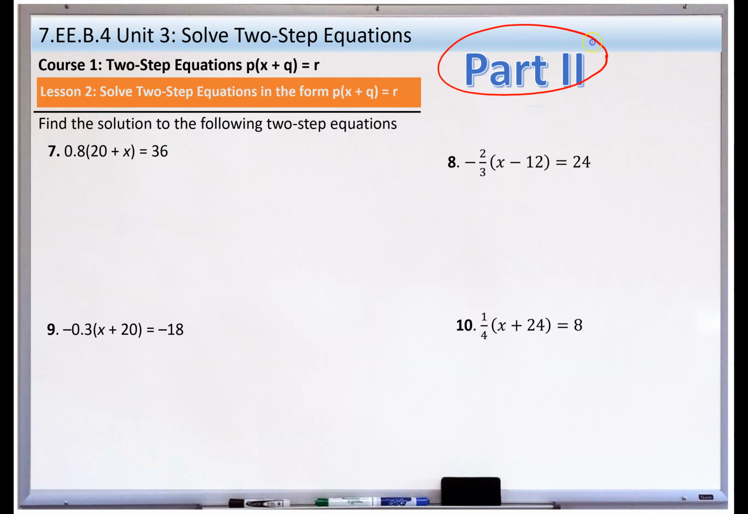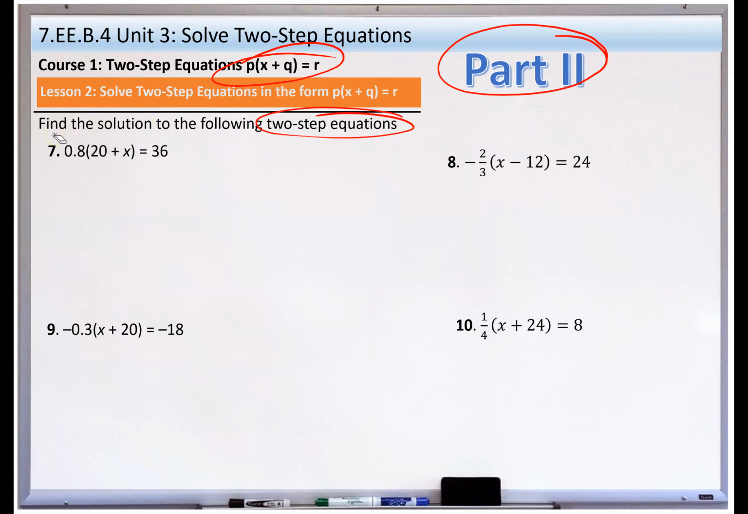Welcome everyone. We're back for part 2 of solving the equations in the form P times the sum of x plus q equals r. These variables P, x, q, and r can be any rational number, any fraction, decimal, or whole number. All right, so I want to find a solution. What number makes the left side equivalent to the right side? Again, you may see these called two-step equations. You may see them called multi-step equations. But at any rate, how to solve them does not change based on what you call them.